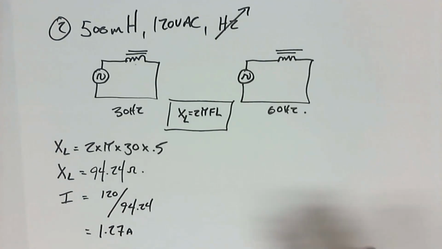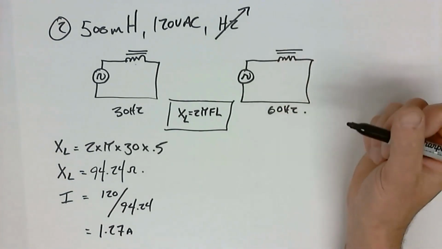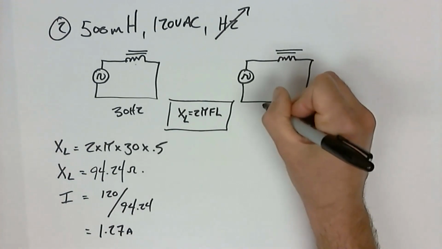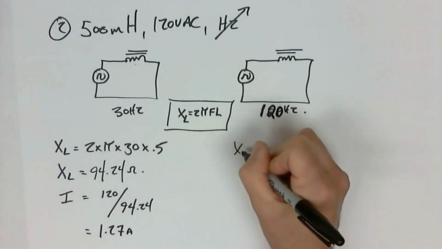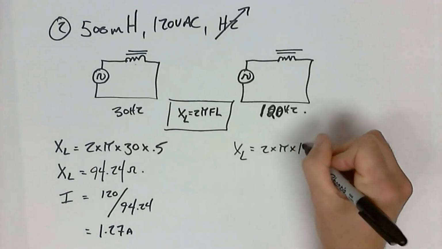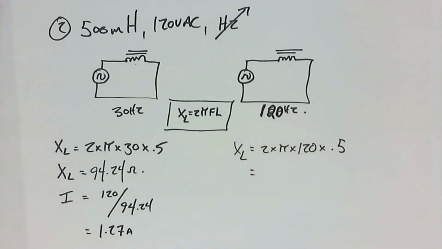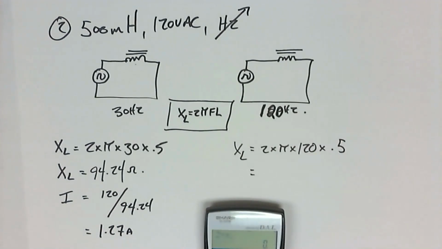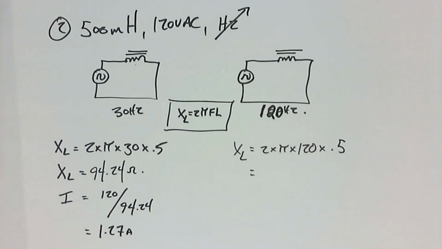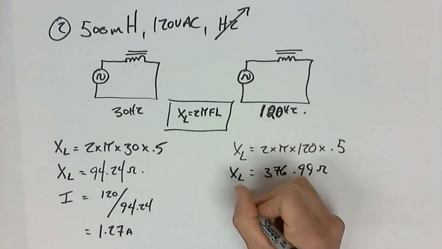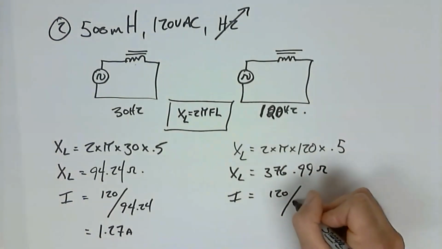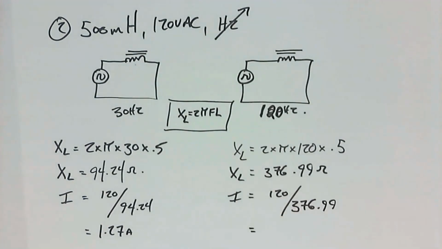On the other side, we have 60 hertz, or no, I want to change that. We started at 60 in the previous example, and I want to do a lot more. Let's do 120 hertz, sorry. So XL is equal to 2 times pi times 120 times 0.5, which gives me 376.99 ohms. The total current that would flow through this circuit is obviously going to change, because Ohm's law will dictate 120 divided by 376.99, equaling a current value of 0.318 amps.